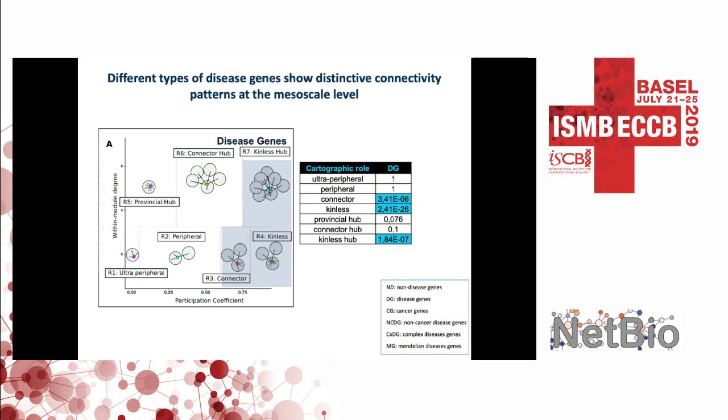And we see that there is an enrichment for roles with high participation coefficient, as you can see here. One of them is also a hub, but the other two are not hubs. When we look at the set of genes associated to cancer, we also see enrichment for these high participation roles.